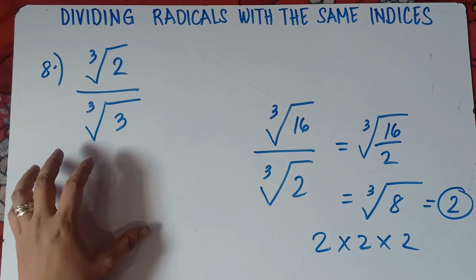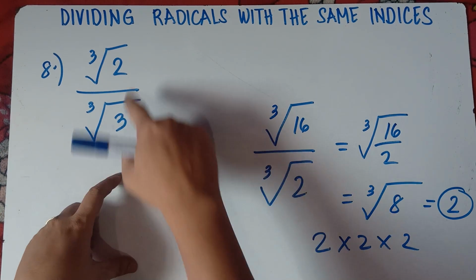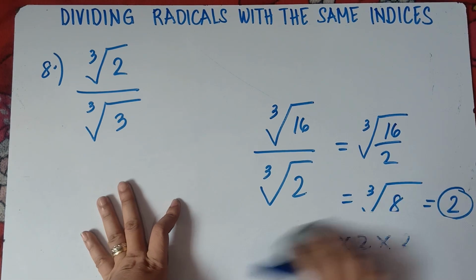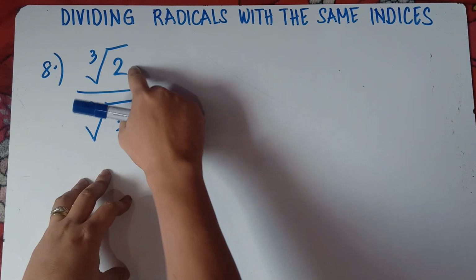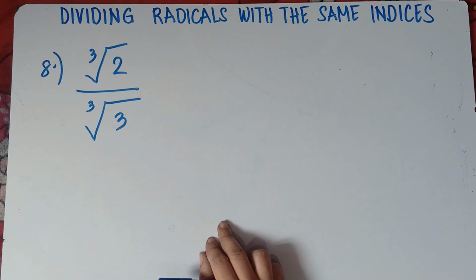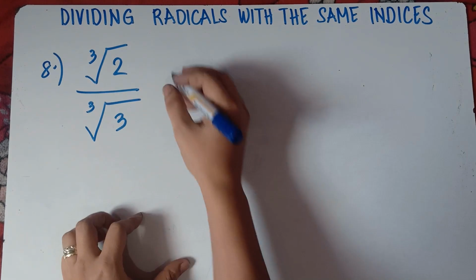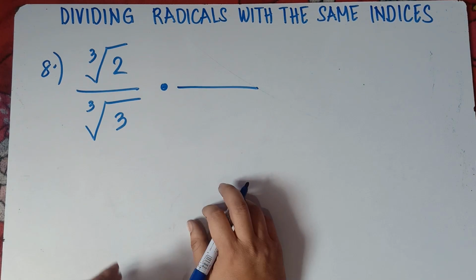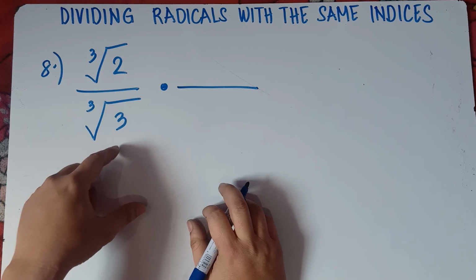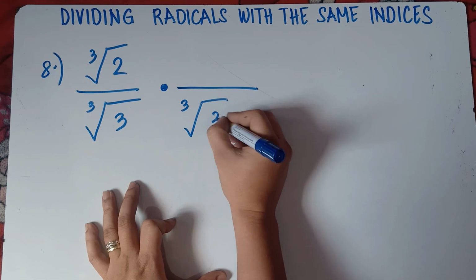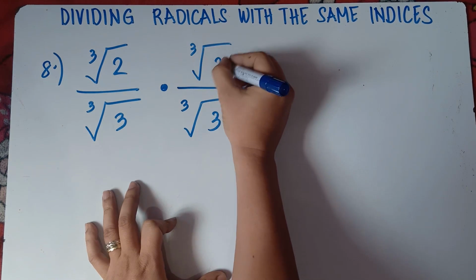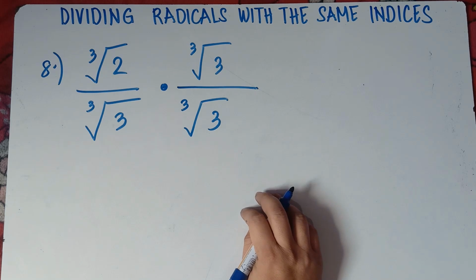But how about this one, class, number 8? We cannot divide 2 by 3. So what would be the thing that we will do, class? Of course, once again, if you cannot divide, you need to rationalize. So a while ago in the square root, we multiply it with the same radical on the denominator, right? We multiply it by cube root of 3 over cube root of 3, right? You still remember, class, a while ago for the square root?